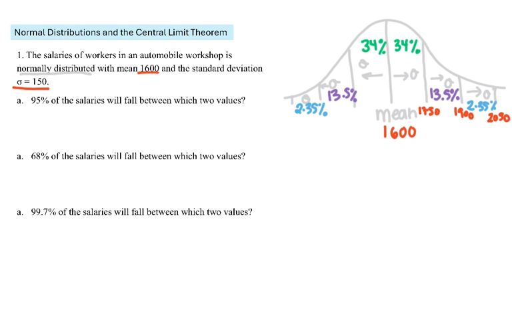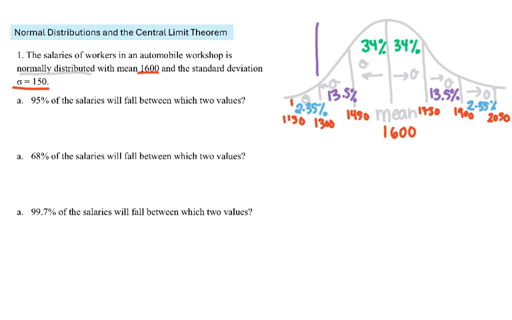And we'll do the same thing by subtraction. 1600 minus 1 standard deviation of 150 would be 1450. And then minus another 150 would be 1300. And then here, this would be minus another 150, 1150. So now when it asks, well, which 2 values does 95% of the salaries fall between?